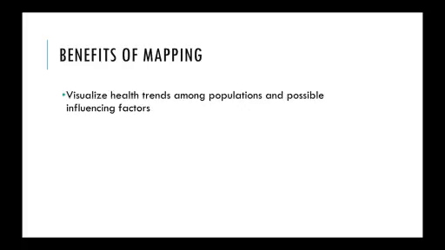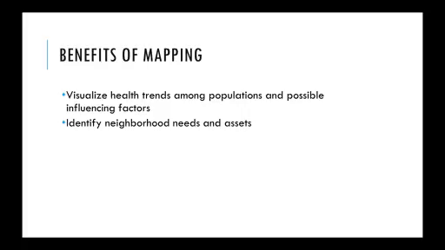So with data maps, we can visualize health trends among populations and possible influencing factors. We're able to not only map rates of high blood pressure and obesity and diabetes, but we can also map factors that may be influencing that. So we can map park areas and say, perhaps where there are high rates of diabetes and high blood pressure, there aren't many parks. Or we might look at the map and say that where there's a high concentration of obesity, there's also a high concentration of corner stores and mom and pop stores that may not provide full access to nutritious food.